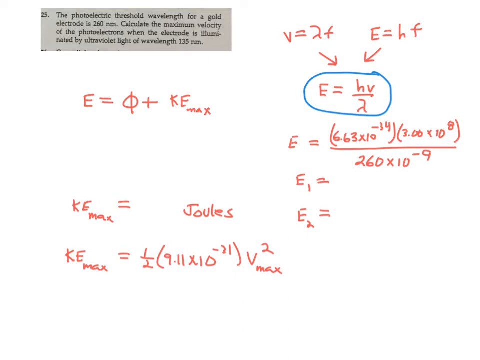So we'll figure out both of those. I call them E sub 1 and E sub 2. So I'm finding out the energy of the first photons. It says the threshold is 260 nanometers. That's my wavelength, 260 times 10 to the negative ninth.